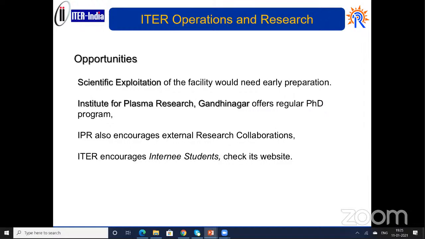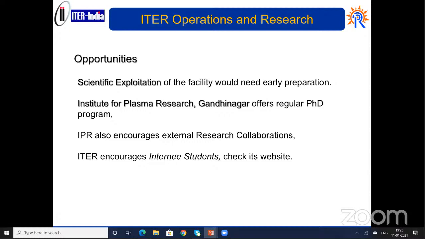So before I conclude, I must say that opportunities exist, and the young researchers and young students need to take it forward in the future. This will be a wonderful machine built like CERN, which was built 50 years back, and experiments are never ending. It's creating new knowledge. The same thing will happen here.